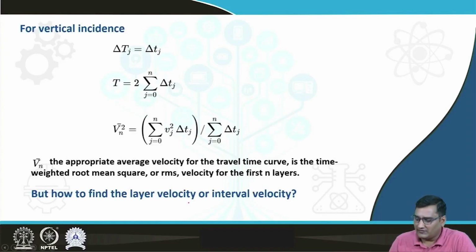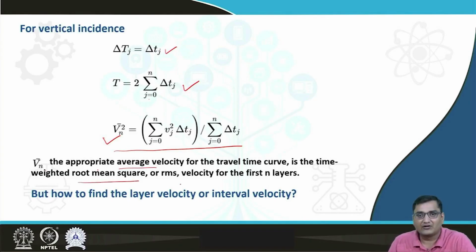So now for vertical incidence, we can say that delta Tj is equal to delta Tj, and that will be equal to 2 summation over j equal to 0 to n delta Tj, and this Vn square will come out to be this one, which means that Vn, the appropriate average velocity for the travel time curve, is the time weighted root mean square, or the RMS velocity for the first n layers. So this is the average velocity for the n number of layers, or you can say the RMS root mean square velocity for all the layers.